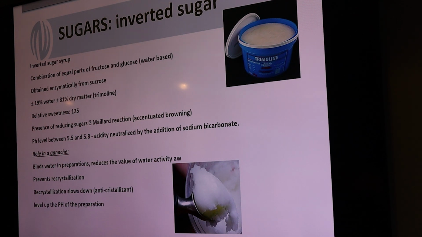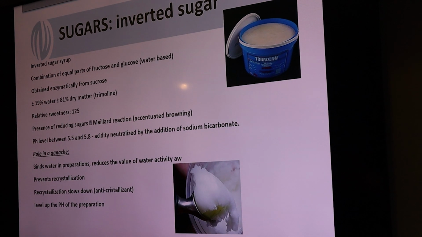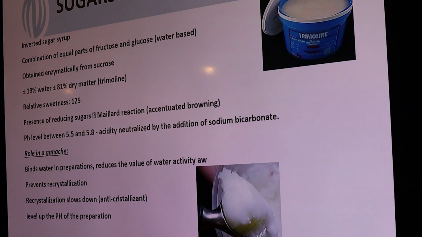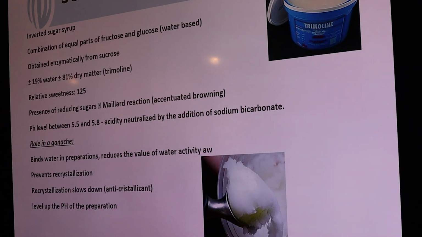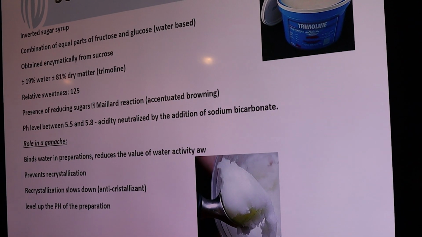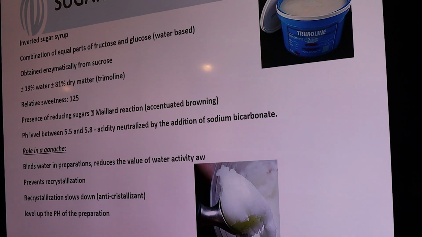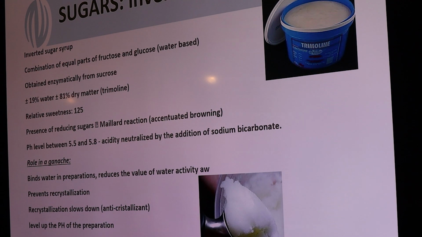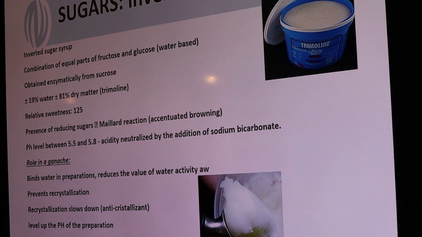Inverted sugar, same story. I brought this bucket from Premolata here, which is basically a different inverted sugar. Inverted sugar is fructose and dextrose, which means it's two types of sugars that are inverted. You can do it just by mixing fructose and dextrose together. Then you invert it. Actually, it is a simple process.